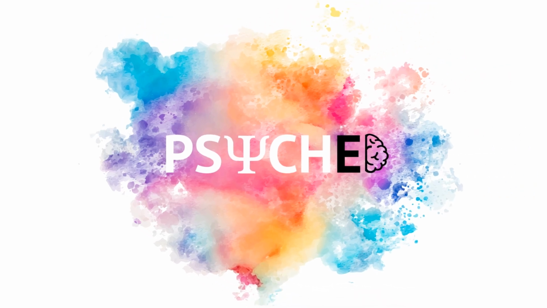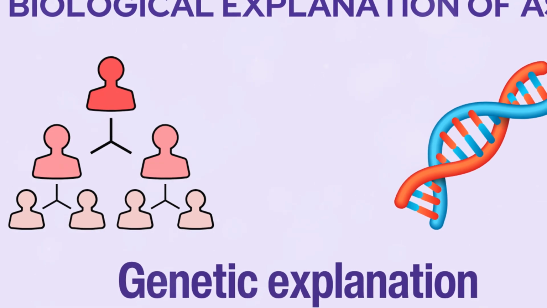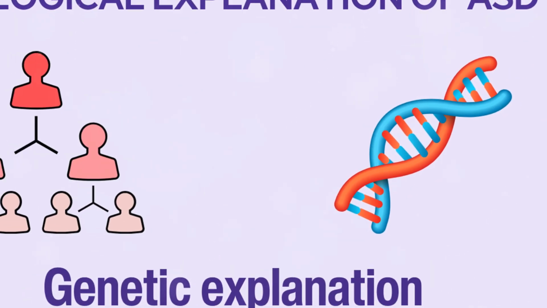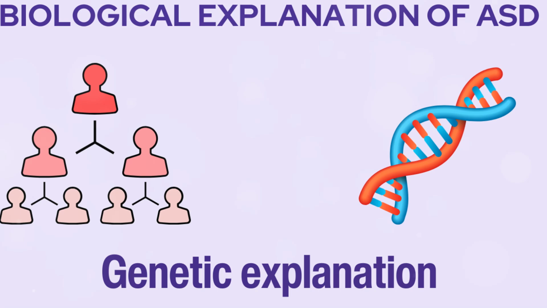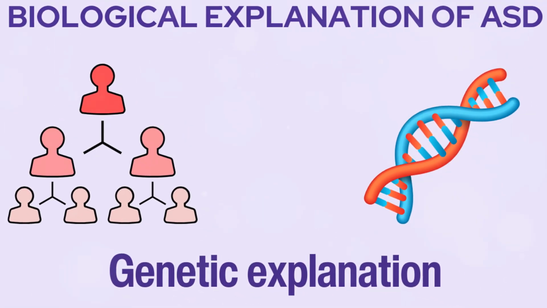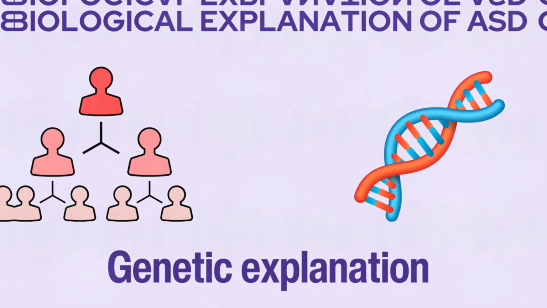Welcome back. We're diving into one of the biological explanations of autism spectrum disorder, the genetic explanation. We'll look at how genetics contribute to ASD, explore the difference between simplex and multiplex cases, and discuss the role of de novo mutations. Let's get started.